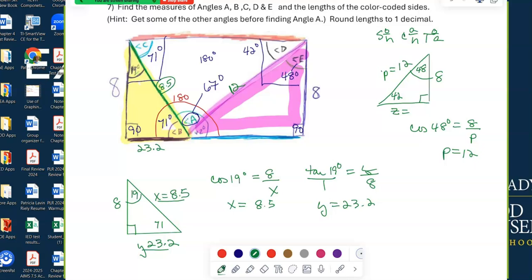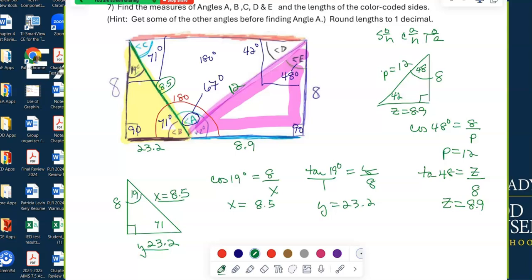Let's get Z. From angle 48's perspective, I'm going to say opposite over adjacent. So the tan of 48 equals opposite, which is the unknown, over the adjacent, and that's just simple cross products. So 8 times the tan of 48, and that's going to be 8.9. So Z equals 8.9. So Z is down here, and Z is here.